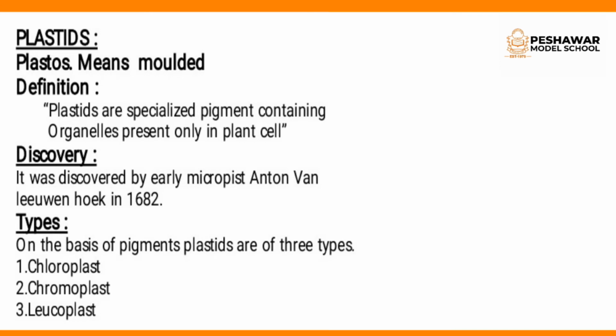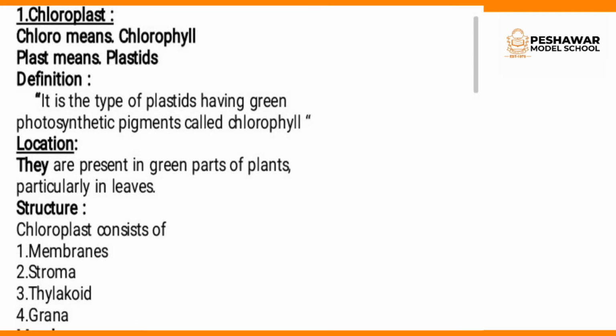Definition: the plastids are specialized pigment-containing organelles present only in plant cells, and they do the process of photosynthesis. Discovery: they were discovered by the early microscopists. If you remember Anton van Leeuwenhoek, they were discovered by Leeuwenhoek in 1682. Types: there are three types of plastids: the chloroplast, the chromoplast, and the leucoplast.